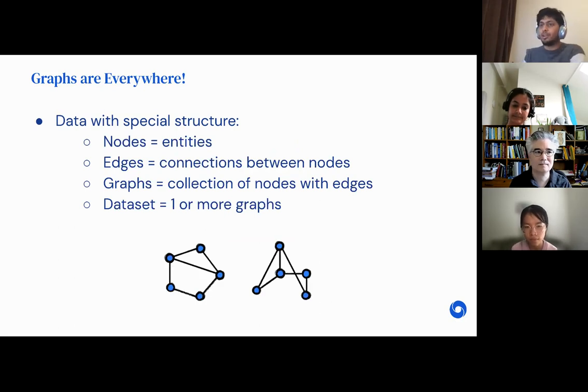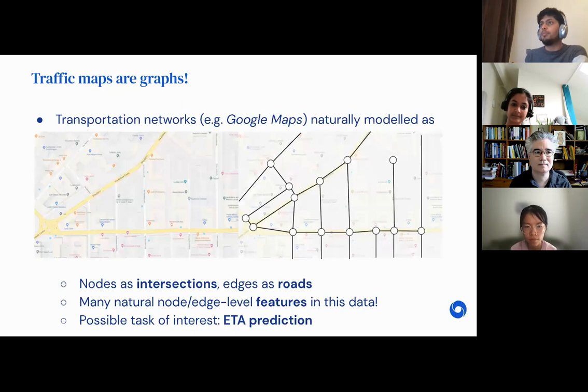So these are just some cartoony depictions of graphs. But they're also very practically useful, and a lot of real world problems can be modeled as graphs. So for example, at DeepMind and Google, there was a lot of work on modeling transportation networks, particularly from Google Maps, as graphs, where you can think of nodes as intersections on the map, and edges as just roads between intersections. And a lot of features kind of naturally pop out from this, like maybe the expected time it takes to travel across the road, length of road, stuff like that. And one of the tasks that they were interested in was ETA prediction, which modeling this as a graph actually helped a lot with.